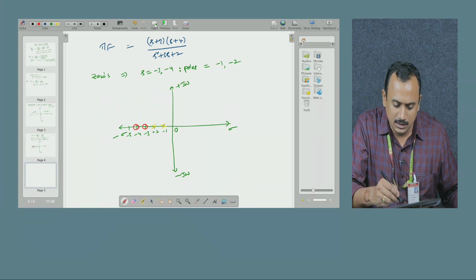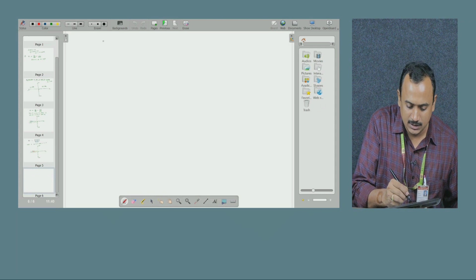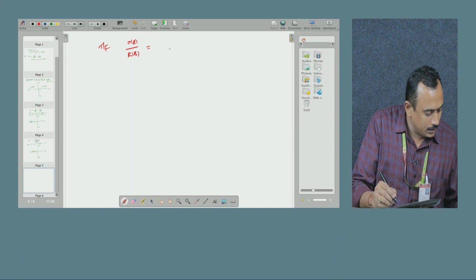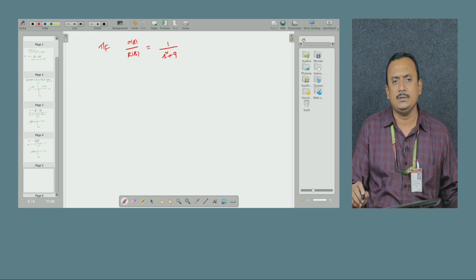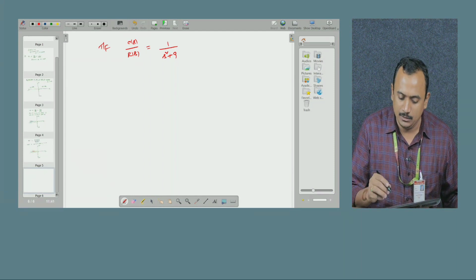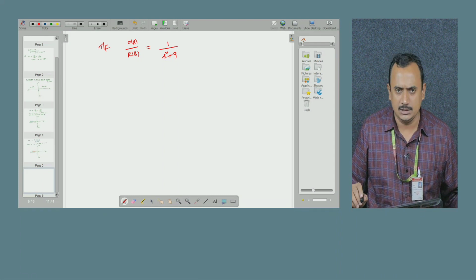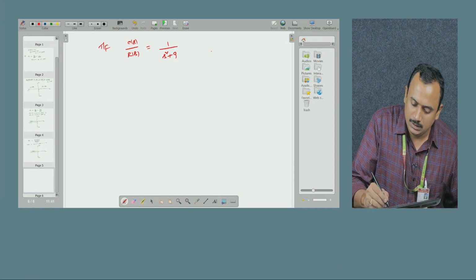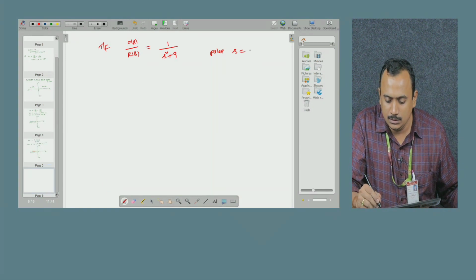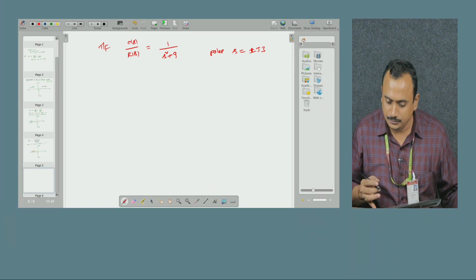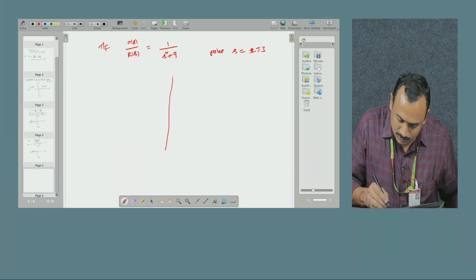Let us quickly see another example. Say the transfer function C of s by R of s is equal to 1 by s square plus 9. This is the third example we have considered previously. Now there are no zeros for this transfer function. We have only poles, and those poles are at s is equal to plus or minus j3. Now how to represent those?